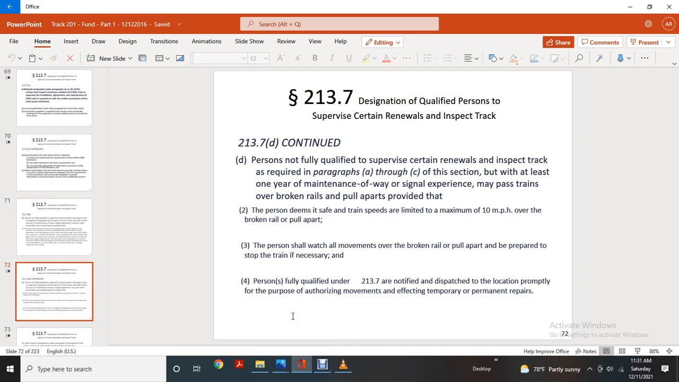213.7(d) continued: A person not qualified to supervise certain renewals and inspections of track under paragraph (a), but with at least 1 year of maintenance-of-way or signal experience, may pass trains over broken rail or pulled-apart track, provided the person determines the safe train speed, limited to a maximum of 10 miles an hour over the broken rail or pulled-apart part. The person shall watch all movements over the broken rail or pulled-apart part, being prepared to stop the train, and a person fully qualified under 213.7 is notified promptly by the dispatch location for the purpose of authorizing movement, effective training, and permanent repairs.